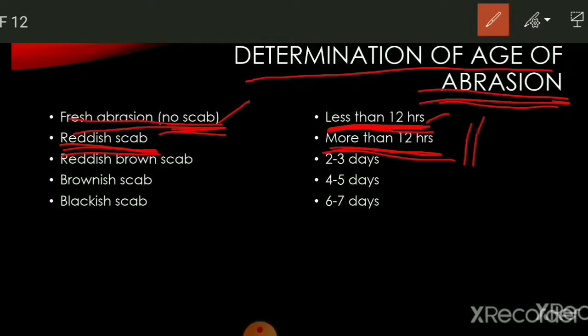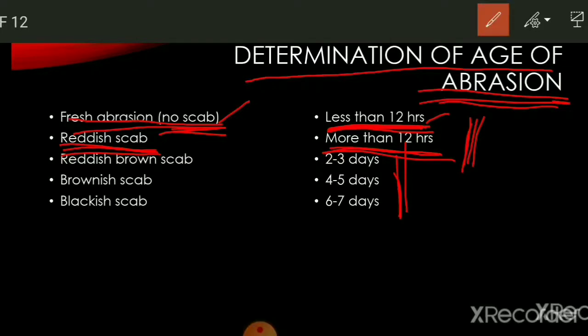So basically these two you have to remember. After that, the rest you can easily remember. First, if there is no scab, it is a fresh abrasion, less than 12 hours. If there is a reddish scab, then the abrasion is more than 12 hours old.